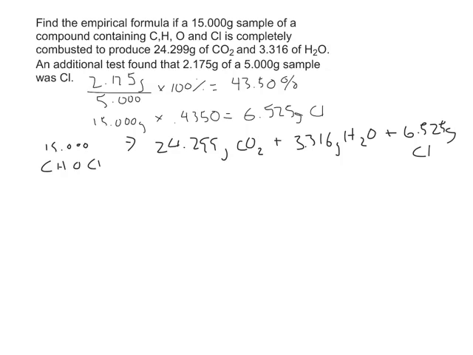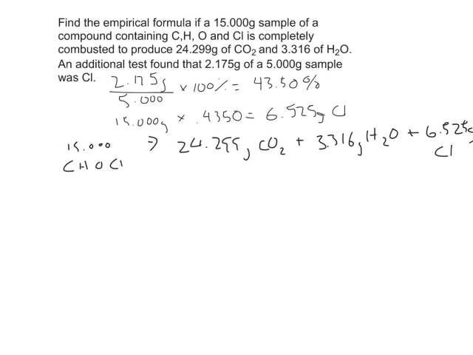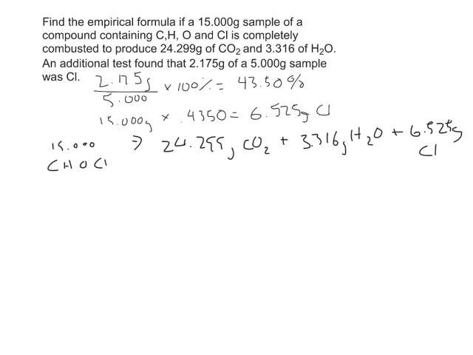So I've got the number I'm going to use to figure out my carbon, the number I'm going to use to figure out my hydrogen, and then just chlorine. And I'm not going to get fancy and make it Cl2. I don't really know that. I just know that of this 15 grams, 6.525 grams are chlorine. Okay, proceed like normal.